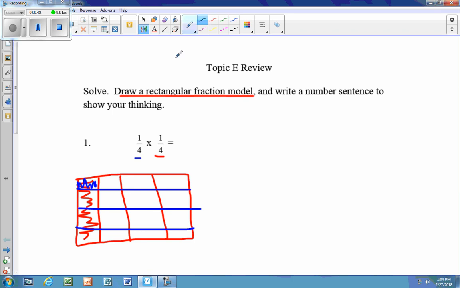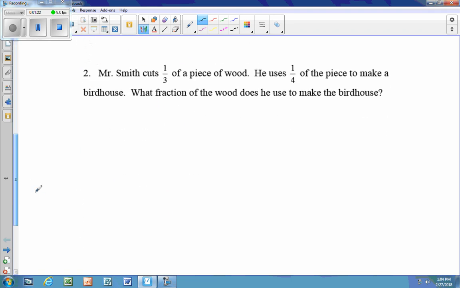So now I want to see how many pieces are double shaded. There's one piece double shaded, and there's a total of 1, 2, 3, 4, 5, 6, 7, 8, 9, 10, 11, 12, 13, 14, 15, 16 pieces altogether, and I get 1/16. But it also says to write a number sentence. So I know that 1 times 1 is 1, and 4 times 4 is 16, and my two answers match, so that means that I most likely did it correctly. Now I'm going to check the next one.